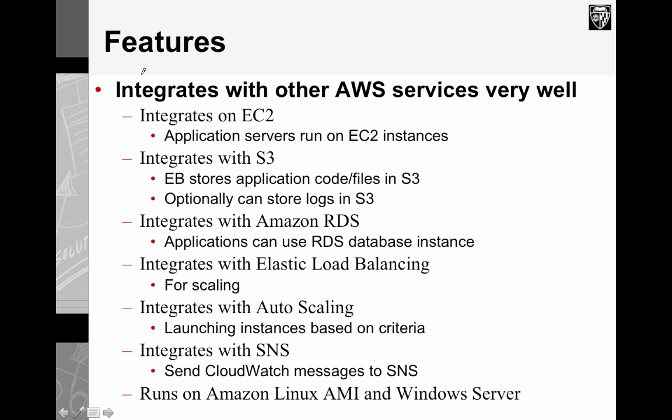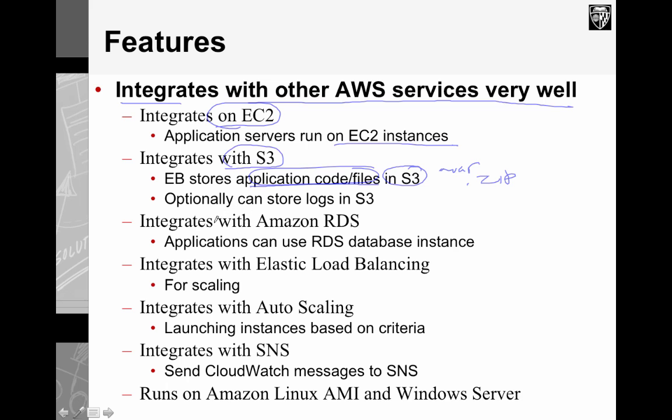In terms of other features, it integrates really well with other AWS services. It integrates with EC2 because when you're launching an Elastic Beanstalk application server instance, it's actually launching EC2 instances. So it really integrates well from that perspective. It also integrates with S3 because when you deploy your application, this is your application code files, whether it's your .war file or .zip file, whatever file it is, when you deploy your application, it actually gets copied into S3. So there is integration between Elastic Beanstalk and S3. You can also copy your application code in S3 and deploy it from there.